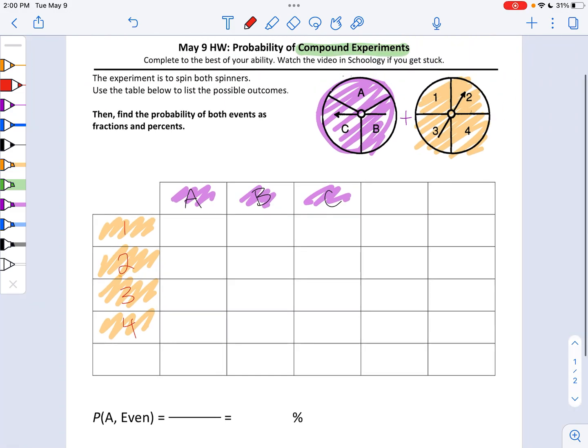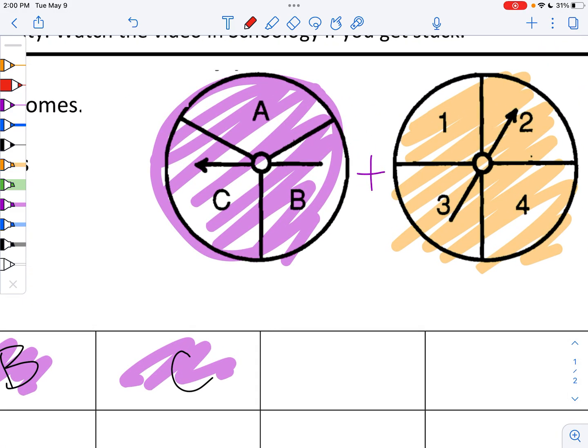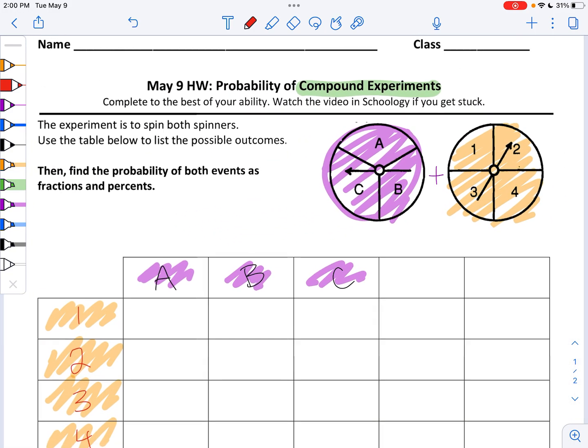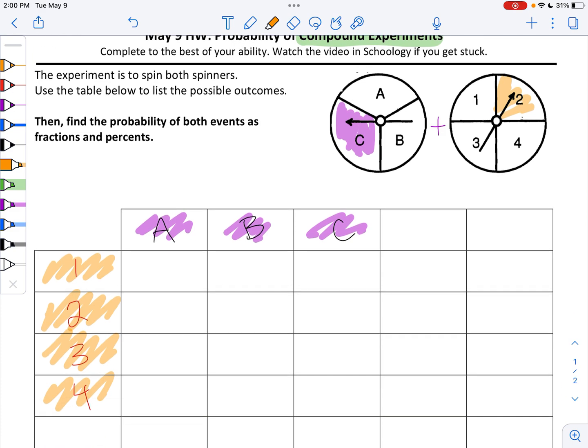Okay, so if you spin them separately, then the first one has 3 outcomes, and the second one has 4 outcomes. But if the experiment is to do both and record your results, then there's going to be more outcomes. So let's just look at what already was spun. It looks to me like there's a C that got spun, and there's a 2 that got spun, right?